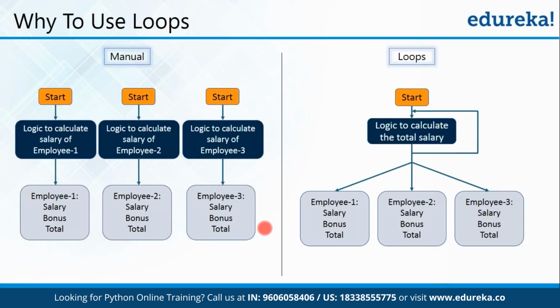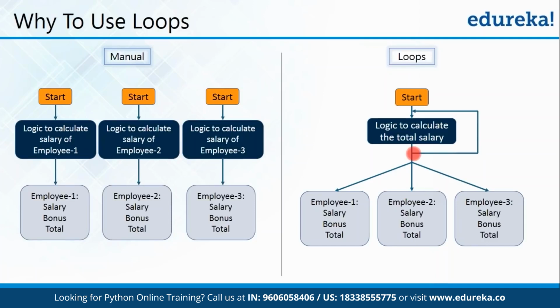Another way of approaching this task would be to write the logic to calculate the salary and keep on iterating that logic for the total number of employees. So when this loop runs once, it'll print the salary of the first employee. When the loop runs for the second time, it'll print the salary of the second employee. Similarly, it'll keep on repeating. So if you have 100 employees, it'll repeat 100 times.